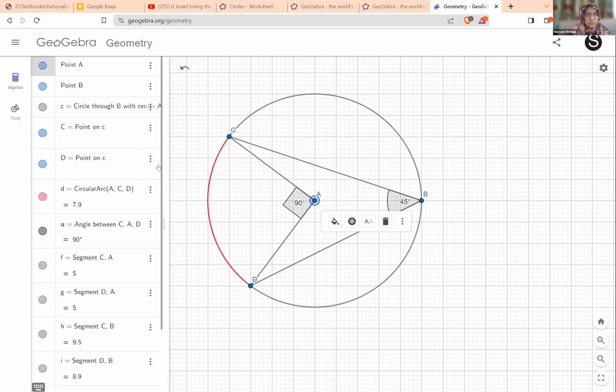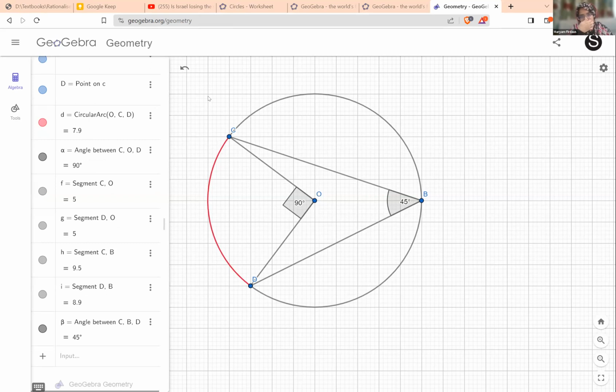What is the relation between these two? Can you tell me what is the relation between 90 and 45? I'm not asking you something that I have taught you. It's something that you already know. 90 and 45. Yes, Riaz, you're trying to say something. Ma'am, it's the half of. Exactly. So 45 is half of 90, right?